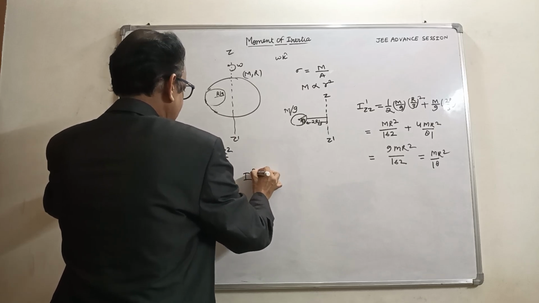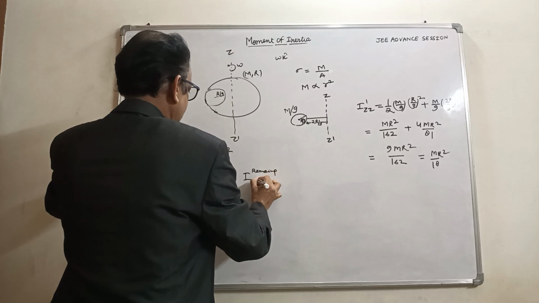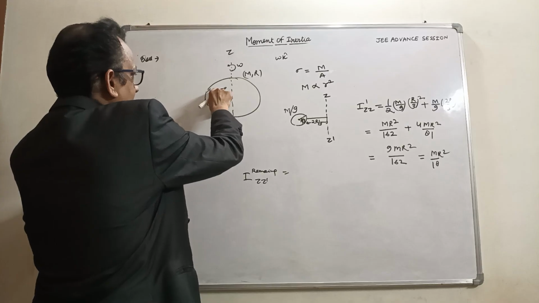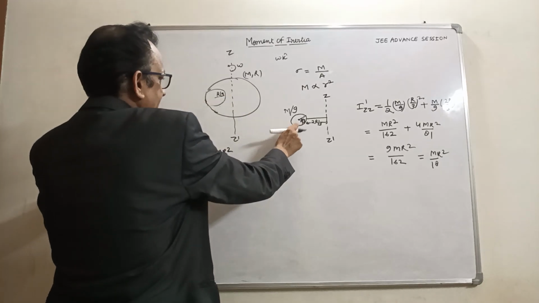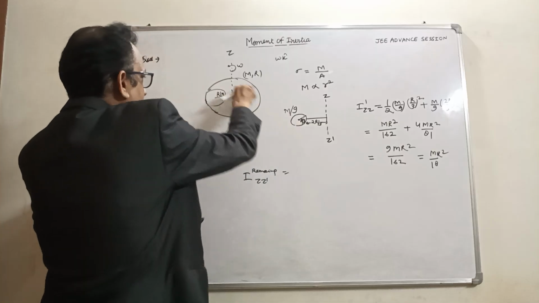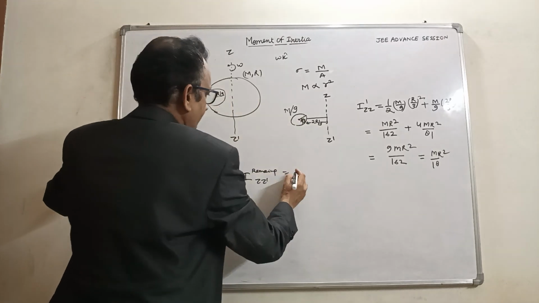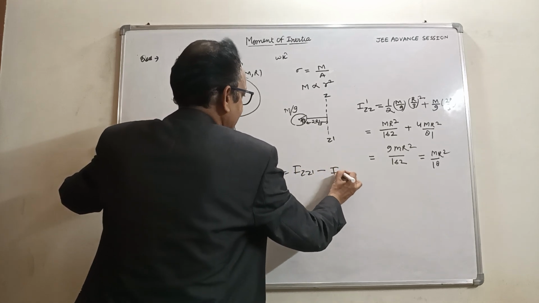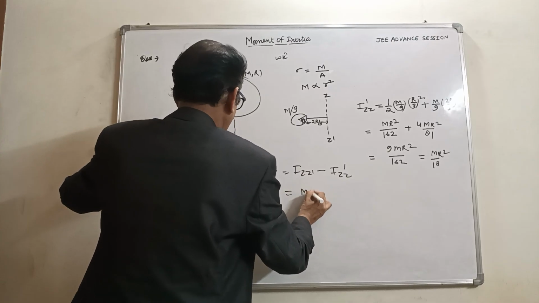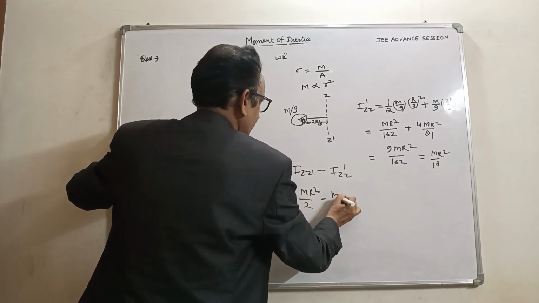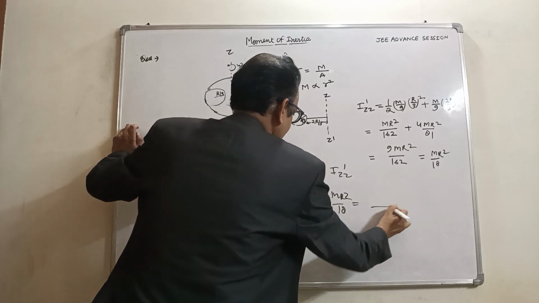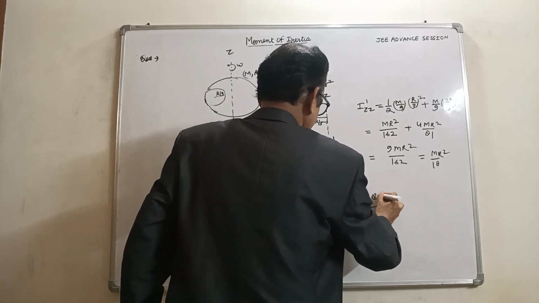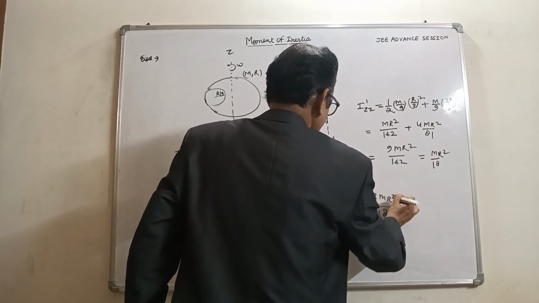Remaining I Z dash. So on removal of this disk from here, this is a cavity. So we find this disk's moment of inertia and the whole moment of inertia. This moment of inertia would be subtracted here. So I Z dash becomes mr square by 2 minus mr square by 18. So this becomes 18, 9, 8, 8 mr square by 18.